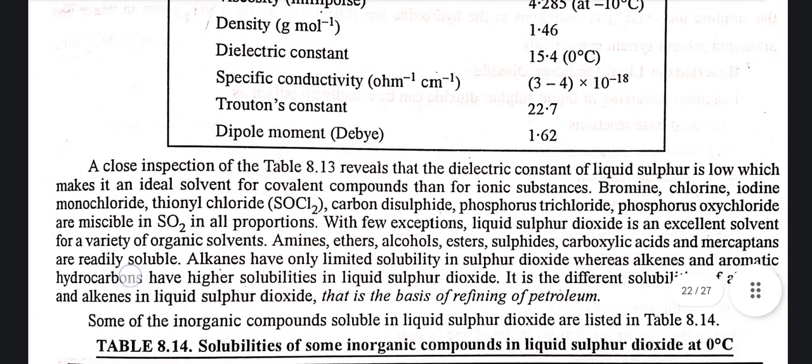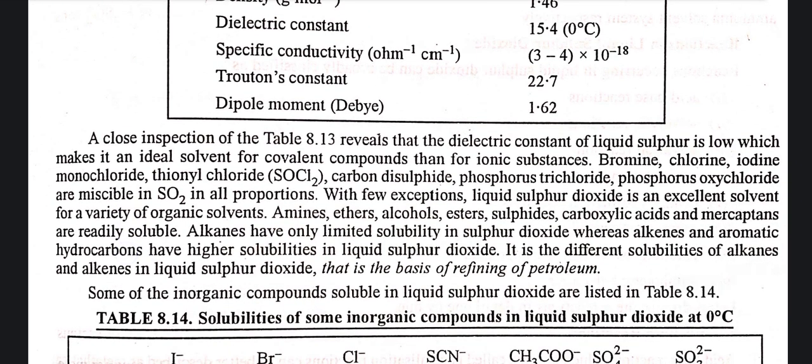A close inspection reveals that the dielectric constant of liquid sulfur dioxide is low, which makes it an ideal solvent for covalent compounds rather than for ionic compounds. Bromine, chlorine, iodine monochloride, thionyl chloride, carbon disulfide, phosphorus trichloride, and phosphorus oxychloride are miscible in SO2 in all proportions.